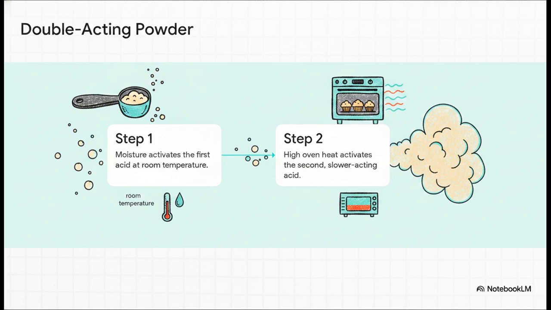The first acid reacts immediately the second you add liquid at room temperature, which gives you that initial burst of bubbles while you're mixing. But the second, slower-acting acid, which is often aluminum-based, doesn't do a thing until it hits the high heat of the oven. This gives you a crucial secondary lift right as the batter starts to set.